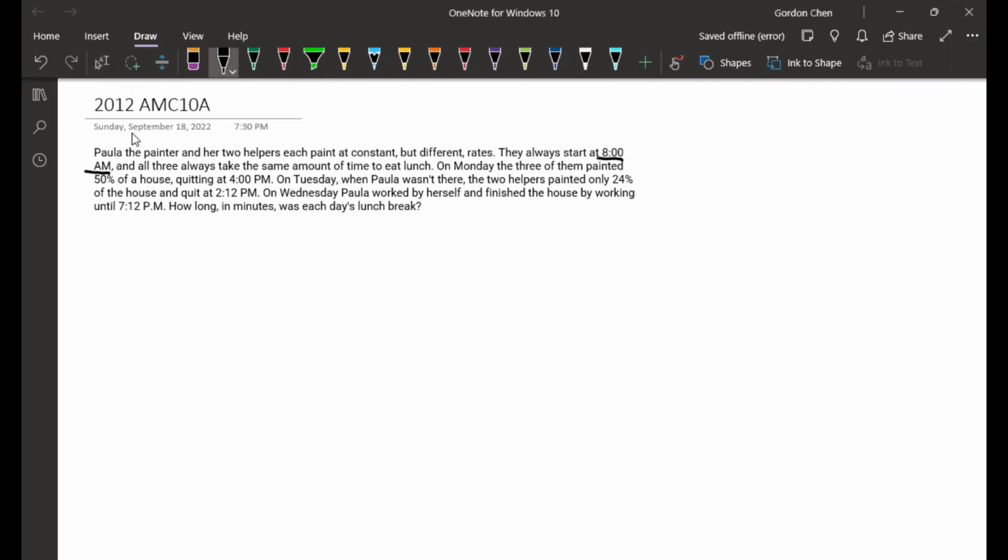And then all three of them take the same time to eat lunch. So because all of them take the same time to eat lunch, we'll call the lunch a variable L. And then on Monday, all three of them painted 50% of the house and quit at 4 p.m. So what that means is they started at 8 a.m. and then 4 p.m. That means it was a total of 8 hours. So the total time they worked is 8 minus the lunchtime.